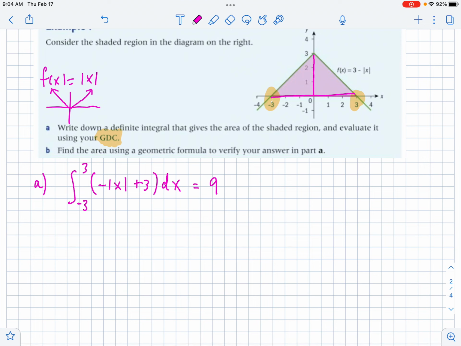Find the area using a geometric method. Oh, I was basically just doing what they asked us to do. I didn't read ahead. I was already checking my work. So you guys, the base of this triangle is 6 and the height is 3. So the area of the triangle is 1/2 base times height, which is 9. So it works.